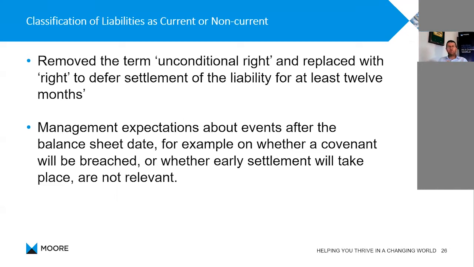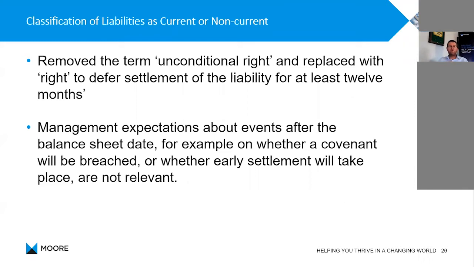And the feedback was that unconditional is a really high test. So you might have a loan that is subject to some sort of vague review, not really a covenant, but the bank says, we'll review it every year and then we'll talk about it and see where we're at, etc. Arguably, you don't have an unconditional right, because of this vague review. So they've replaced that with a right to defer. They thought that was a more reasonable test.